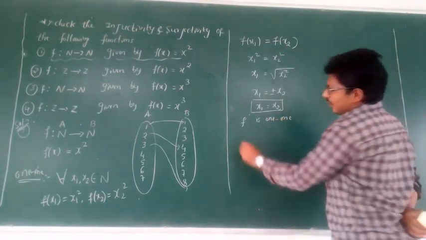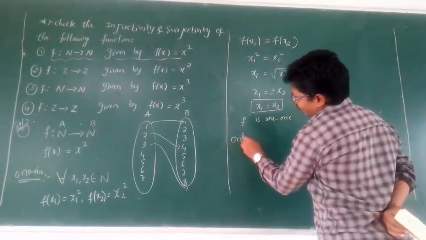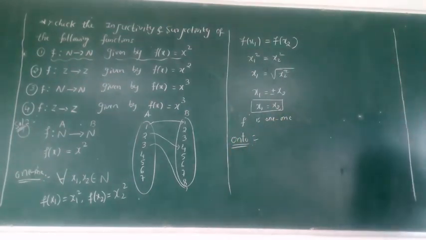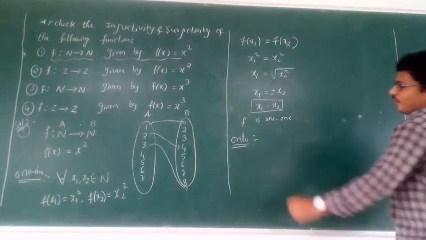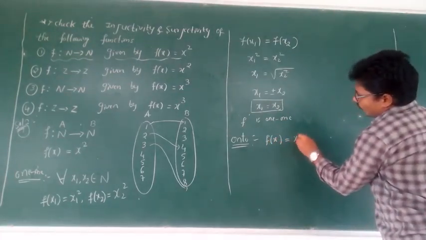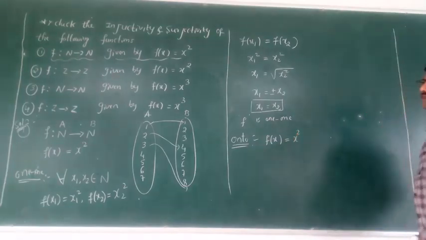Next, we go to check the onto function. It is possible to tell about surjectivity. Okay, just how to check that one. What is the given function? What is the given condition? f of x is equal to x square. f of x is equal to x square.